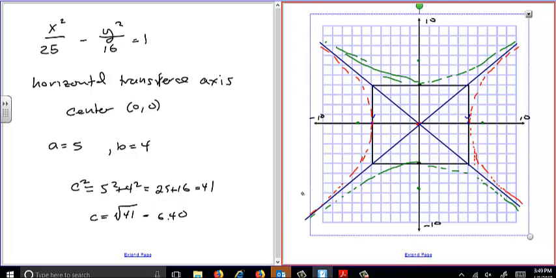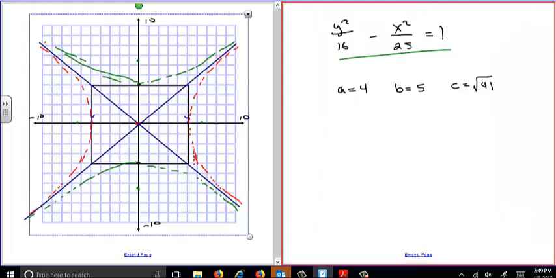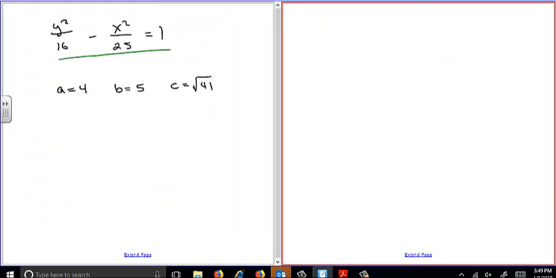Okay, so let's look at another problem. Let's have the center not be equal to the origin. So we've got x minus 2 squared divided by, let's say, 16, and y plus 2 squared divided by 9 equals 1, and I've got to have a subtraction. I forgot a negative here.